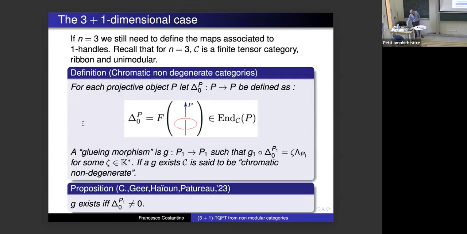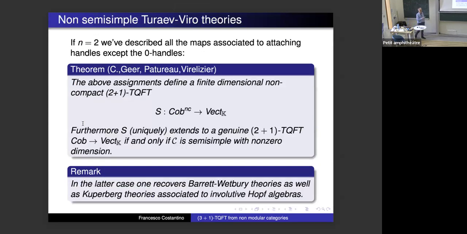Once you have this chromatic, you already have done the list of handles moves to get a 2+1 dimensional theory. And so you have these two Reviro theories. You have everything to do with the Reviro theories in the non-semi-simple case. It turns out that they can be extended to full cobord TQFTs if and only if the category is semi-simple.